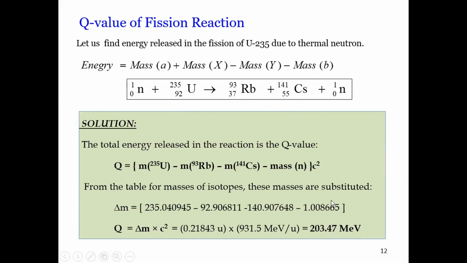Once you compare this energy with the energy which is released in a chemical reaction. In a typical chemical reaction, a very large energy, we say, is of the order of 100 electron volts.